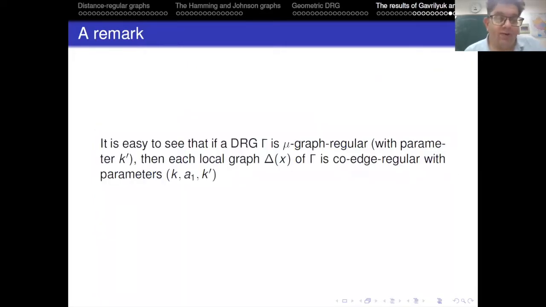It's easy to see that if a distance regular graph is mu graph regular with parameter k prime, then any local graph of gamma is a co-edge regular graph with parameters (k, a1, k prime). What you use is that a local graph of the mu graph is the mu graph of the local graph. That is exactly what happens: these two operations commute, if you look at locality and the mu graph.